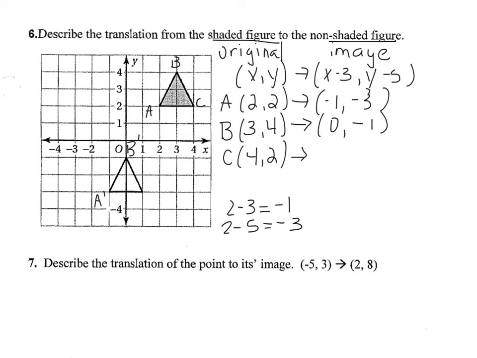And then I'm going to do the same for C prime. So 4 minus 3 is 1, and 2 minus 5 is -3. And I can check that on my new image, and I can determine that that is correct. And I forgot, make sure you put B prime and A prime for the other ordered pairs.